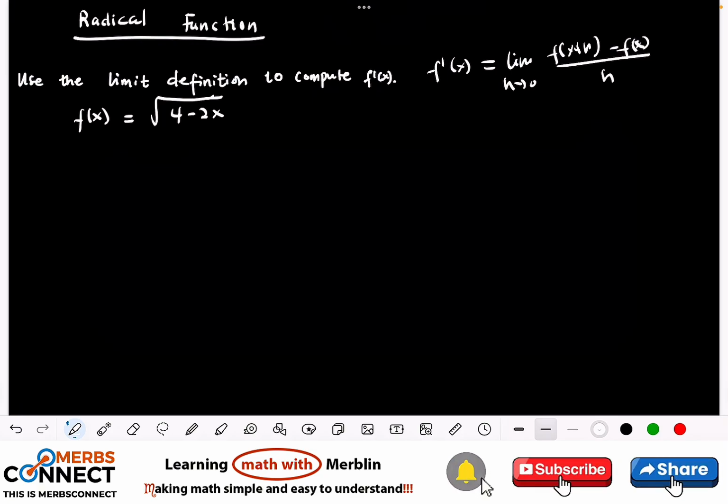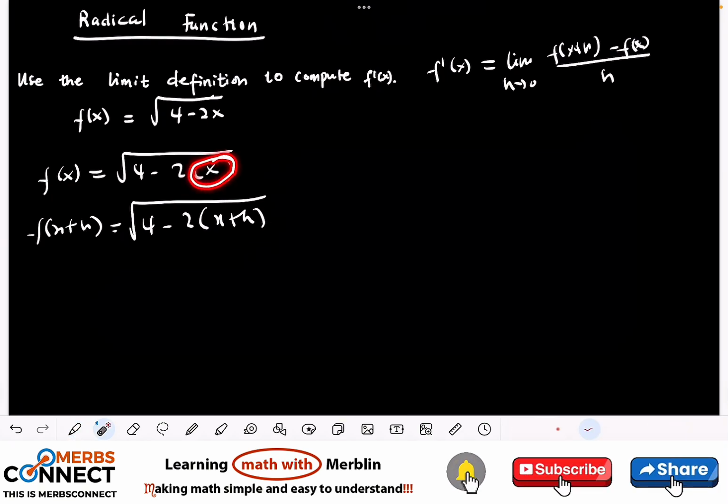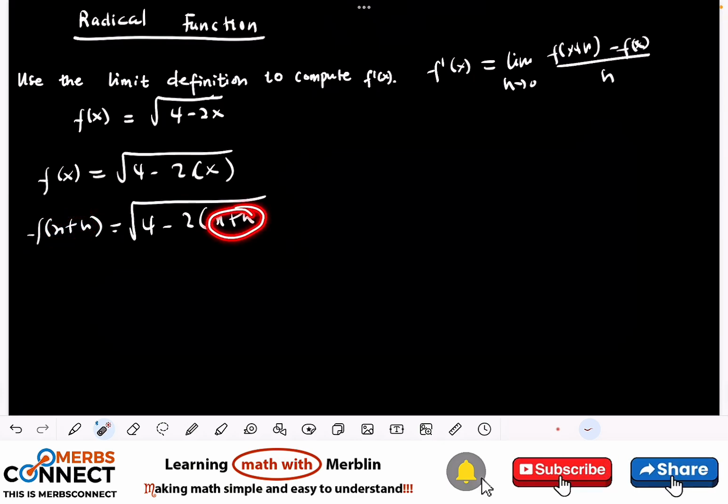So now I have my f of x, which is equal to the root of, and I'm putting all my x in parentheses, 4 minus 2x. Then this will help me to find f of x plus h. With the limit definition, we always have our f of x, and then we need to find f of x plus h before we simplify. So this is going to be the root of 4 minus 2 times x plus h. Because I put x in parentheses, using the same function, x plus h goes in parentheses.